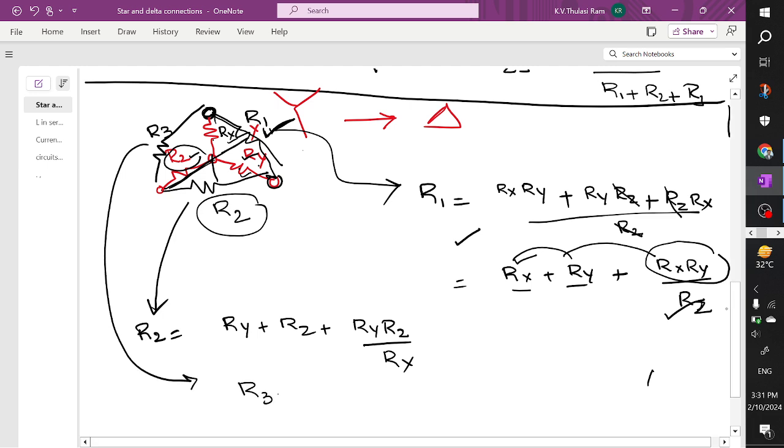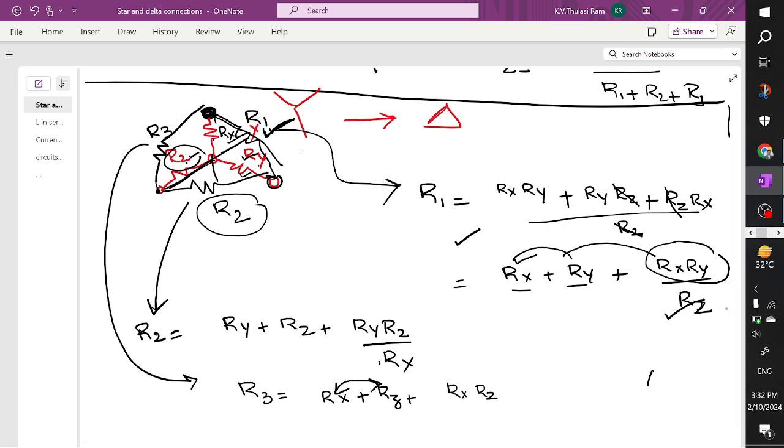Now how to find out R3? R3 is equal to this black color one. I want this black color one, which is connected between the two red color ones. What are the two red color ones? RX and RZ. So I'm writing the first element RX plus the next element RZ plus the mutual product of these two. What is the mutual product of these two? RX into RZ divided by the one at 90 degrees to R3, which is nothing but RY.